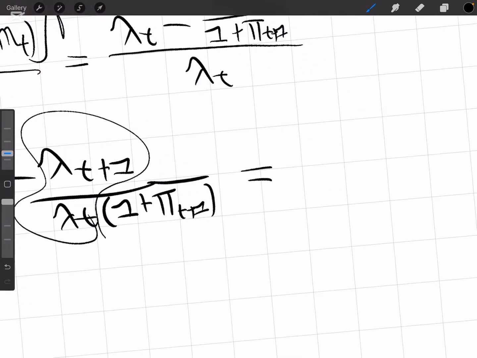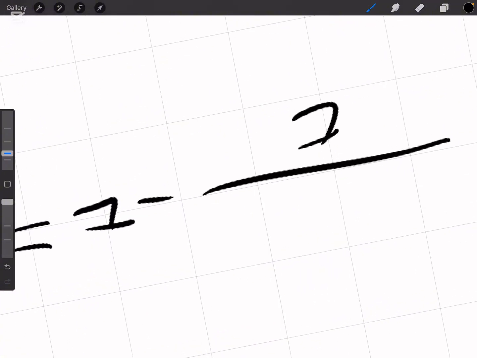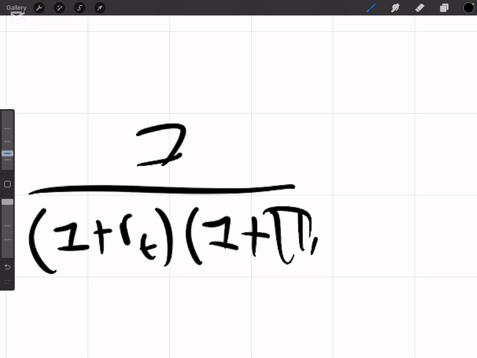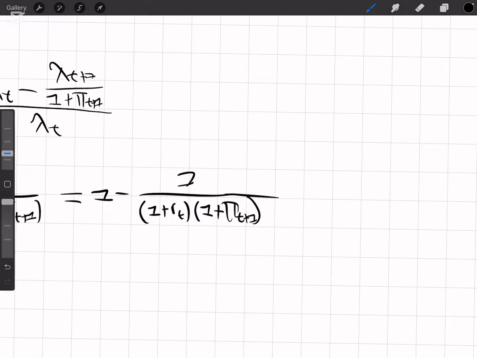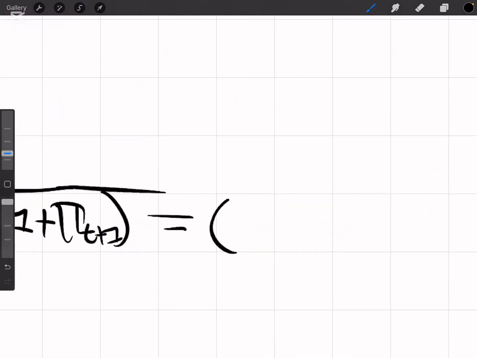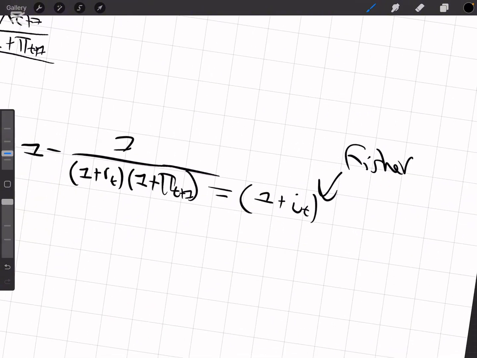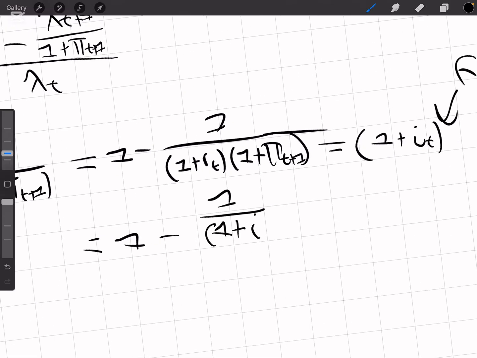Anyway, it's going to be 1 over 1 less 1. It's all over 1 plus RT, and then 1 plus pi at t plus 1, okay? And this is the Fisher relationship. This is why we solved the Fisher first, because you need the Fisher to break it down. So that gives you 1 less 1 over 1 plus IT.